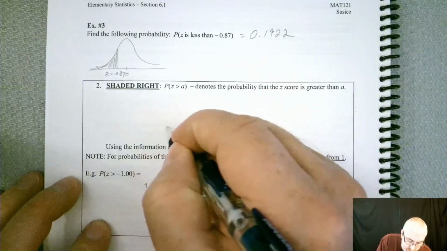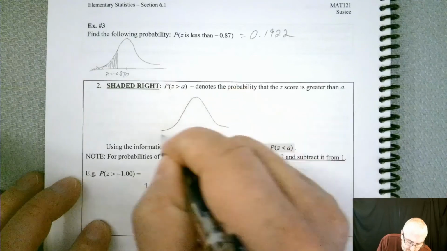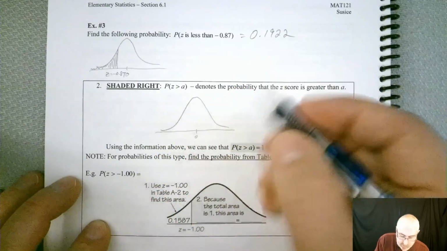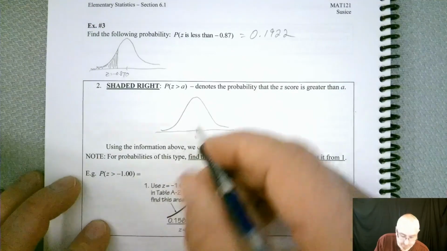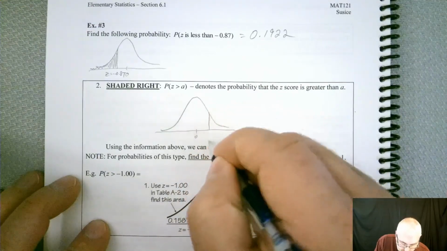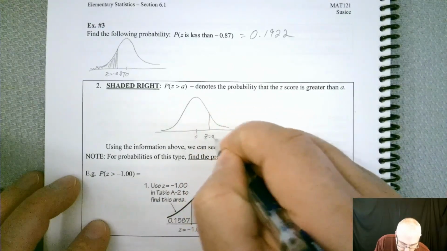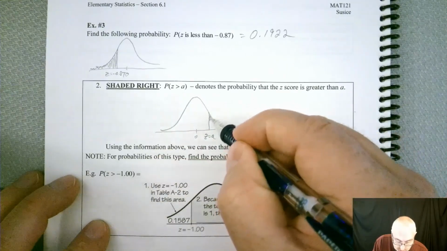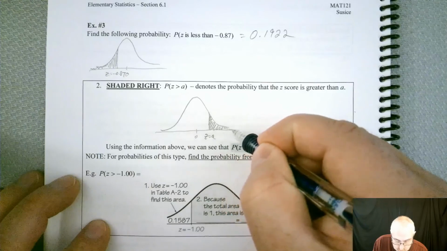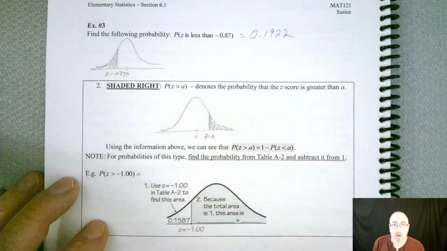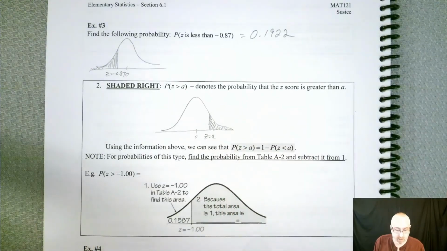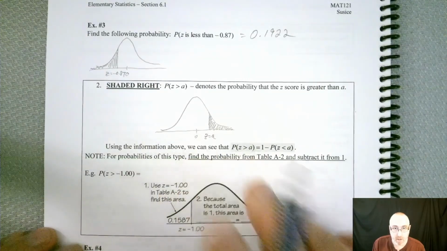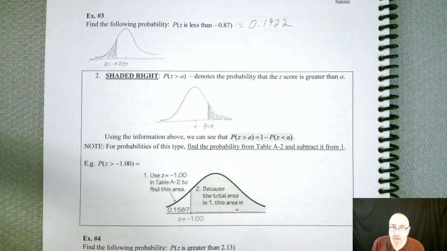So our picture is very similar. We know zero's in the middle, and again, a could be anywhere. So if I want to put it on the right-hand side, that's fine. But the important part is that I want greater than that, so I need to shade above. All right, so that's the picture. And again, z equal to a could be anywhere on that number line. But how do we find that area?